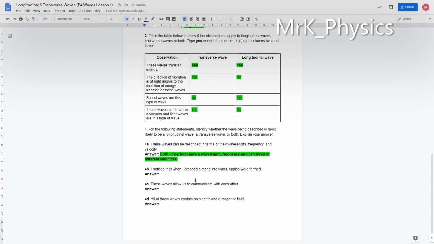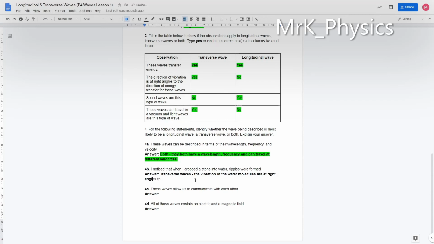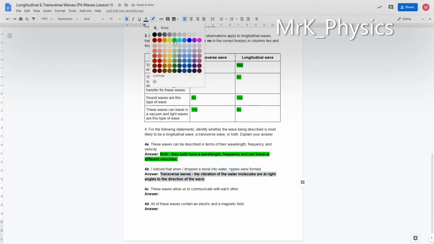Okay, 4B, when I dropped a stone into water, ripples were formed. These are transverse waves because the vibration of the water, or water particles, is at right angles to the direction of the wave or the ripples. So it's about that 90-degree angle.